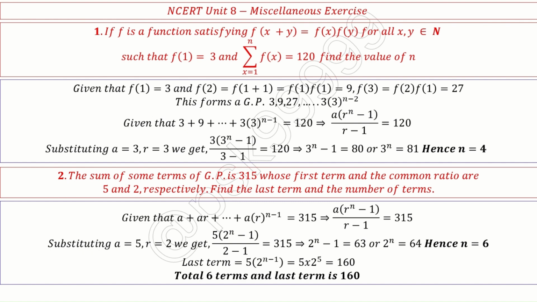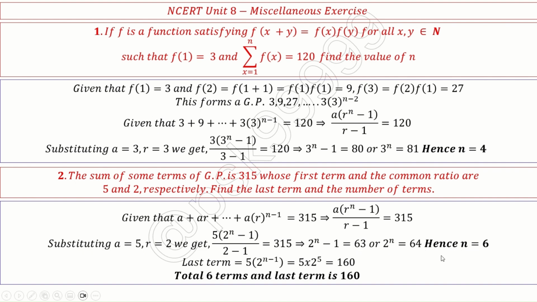So we know the sum equation: a into r to the power of n minus 1 divided by r minus 1, correct? Which is equal to 315. If I substitute a equal to 5, r equal to 2, which are the given values, what I will get is 2 to the power of n minus 1 equal to 63, or okay, 2 to the power of n is 64.